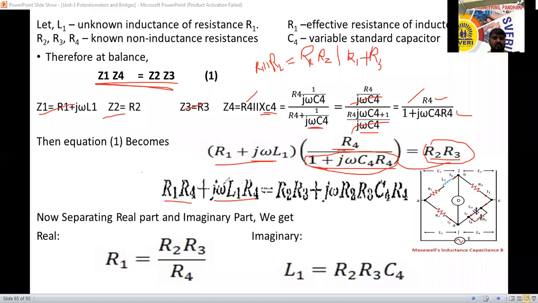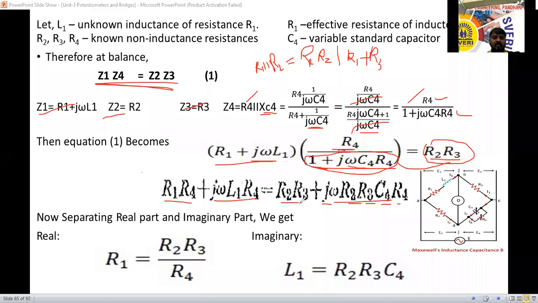If you are understanding this one here, this term is there. You send it to the RHS side here. So what is the left term? R1 into R4 plus J omega L1 R4 is left here. So this R2 into R3 into 1 is nothing but R2 R3 plus R2 R3 into J omega C4 R4 here now. So J omega R2 R3 R4 and C4, we have kept as it is here now.